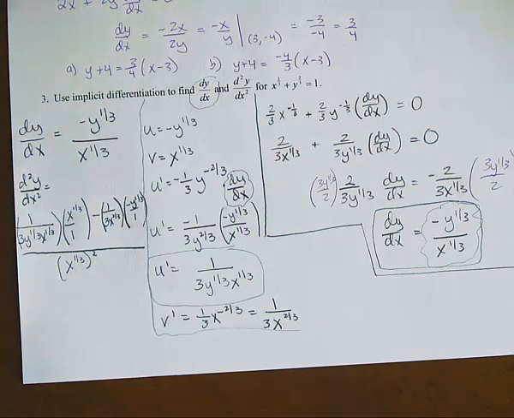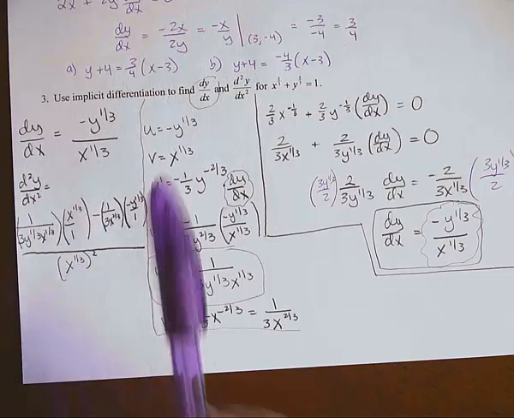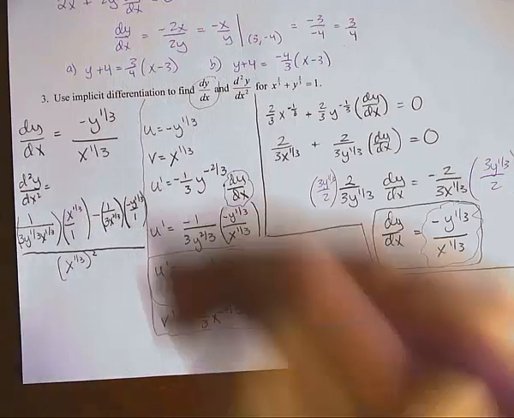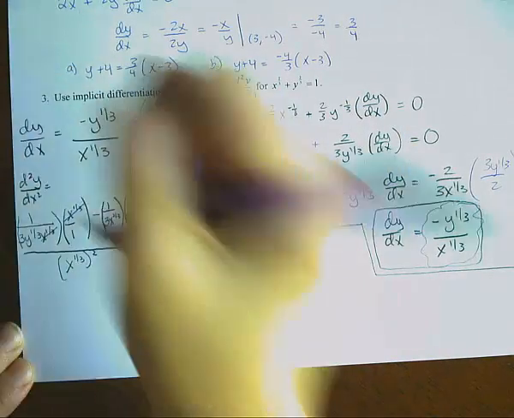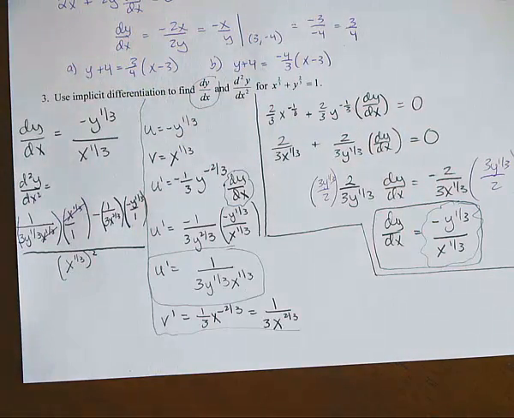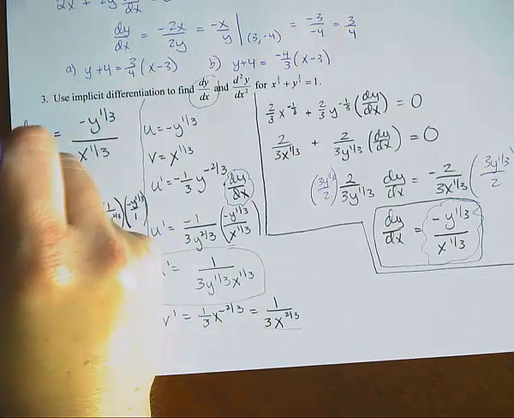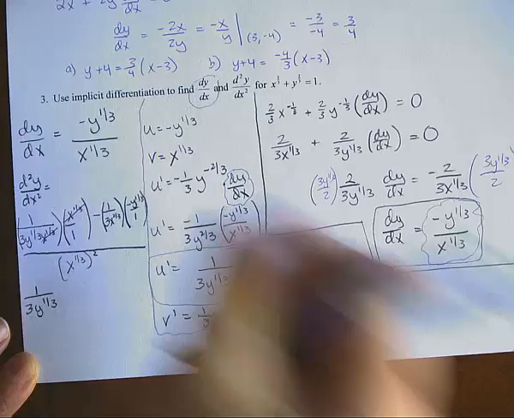So now we're going to go and do some simplifying. I notice that in this first part, the u prime v, that x to the 1/3 is going to cancel out. And I think that's the only thing that simplifies. So I have 1 over 3y to the 1/3.